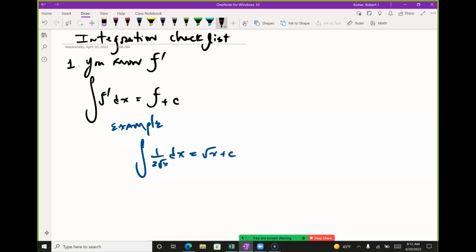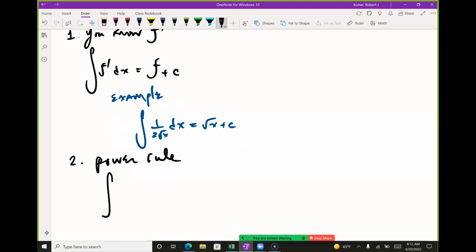So our second thing on the list is the power rule. So, for example, if I see the integral of x to the n dx, I know I'm going to undo that power rule of the derivative. So instead of the last thing I'm doing is subtract 1 from the exponent, the first thing I'm going to do is add 1 to the exponent. And the first thing I'm doing is multiplying by the exponent. So to cancel that, I have to divide by the new exponent. Right? So power rule.